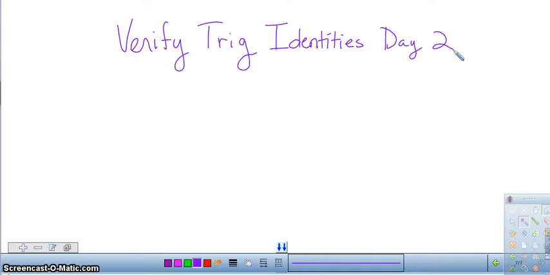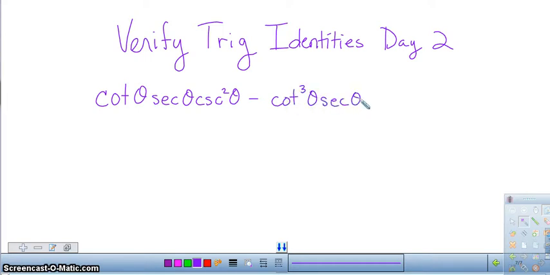This one looks really complicated, but let's check it out. We have cotangent of theta times the secant of theta times cosecant squared of theta minus cotangent cubed of theta secant theta equals cosecant of theta. Now, on this particular problem, remember how we talked about yesterday, cosecant is pretty simplified. I'm going to leave it. We're going to do one next where both sides are kind of crazy, but this one looks pretty simplified.